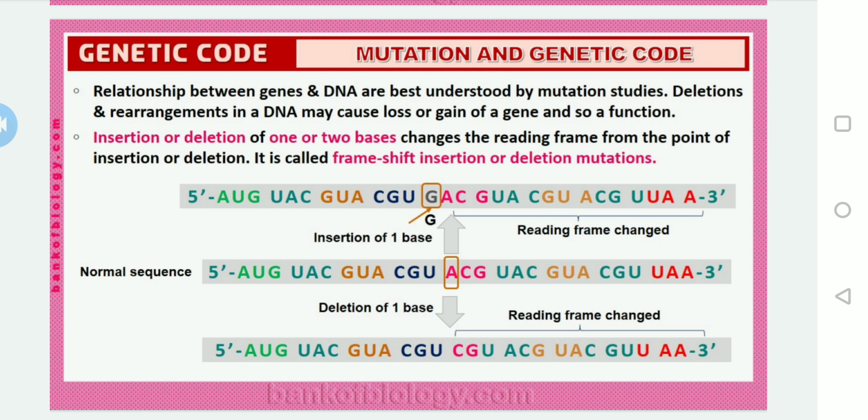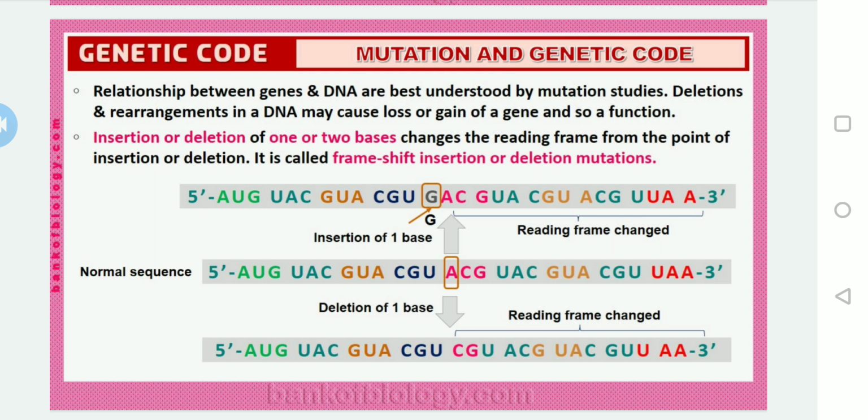So that's what, as I said, the mutation and the genetic code. That means the relationship between DNA and the genes is best understood by mutation. The insertion or deletion of one or two bases changes the reading frame from the point of insertion or deletion. It is also called the frame shift insertion or deletion mutation.